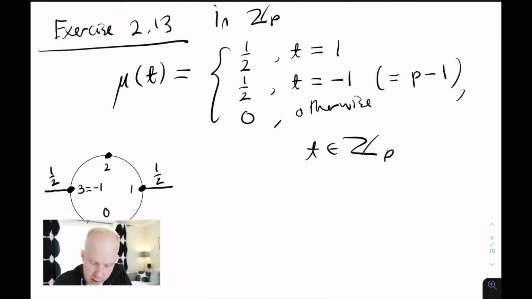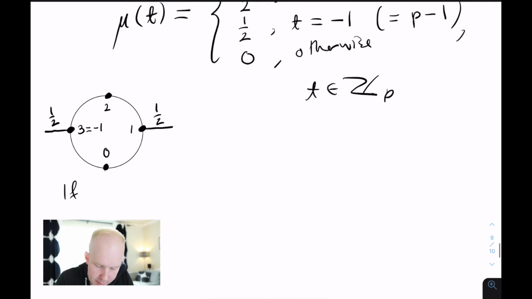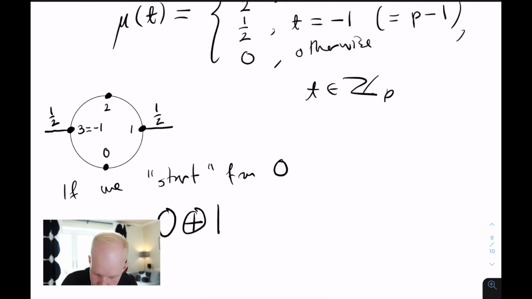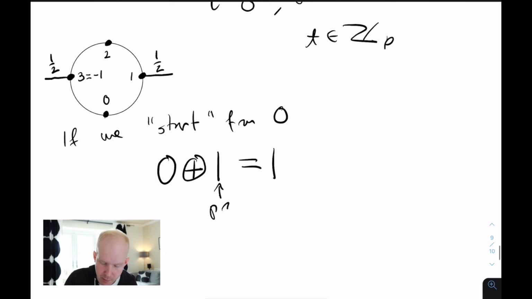So what you could think about is, if we start from zero, like we are sitting at a table at the point zero, and we are giving the broccoli to someone on the right or someone on the left with equal probability half, then we are choosing with probability half either 1, which is moving to the right, so we go to the point 0 plus 1, which is 1. So this is chosen with probability half.